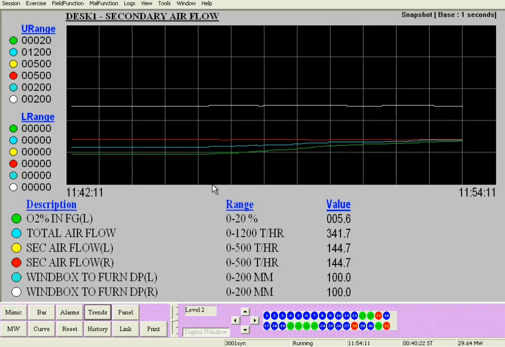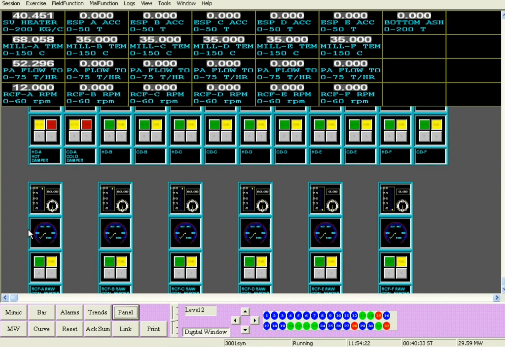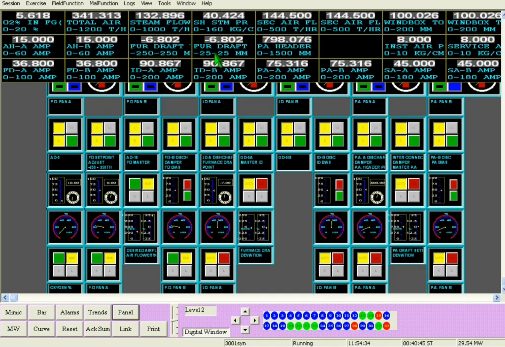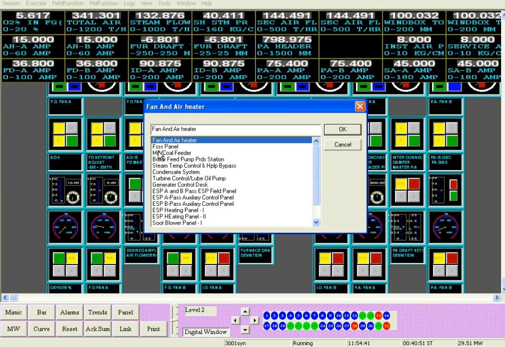But till the time you can see, because you have opened the PF flow gradually, the total air flow has increased. Now you see the PF flow to mill is 52, it is being maintained on auto, and the mill temperatures are nearing 70. So now we have started the feeder. So we have started the coal mill, means we have taken the coal mill in service.